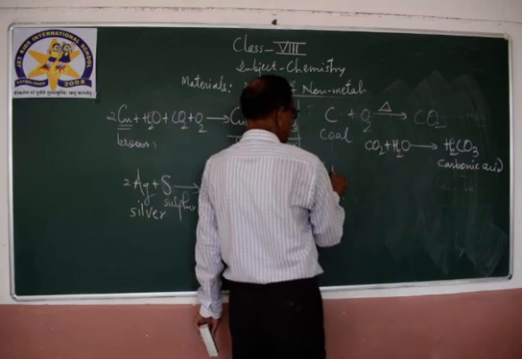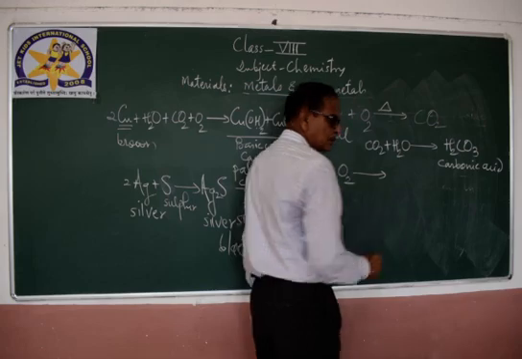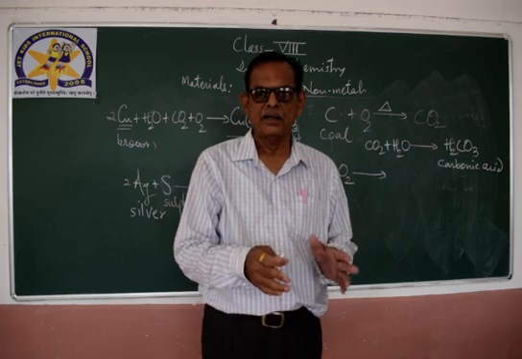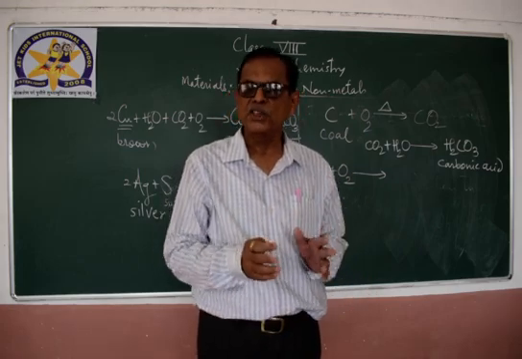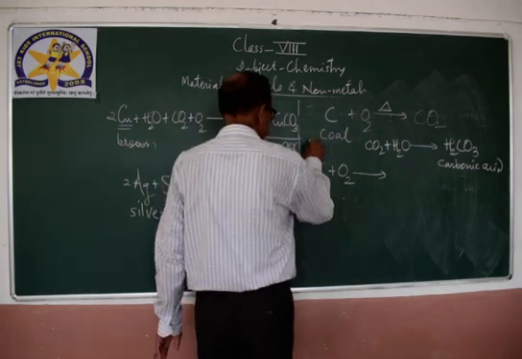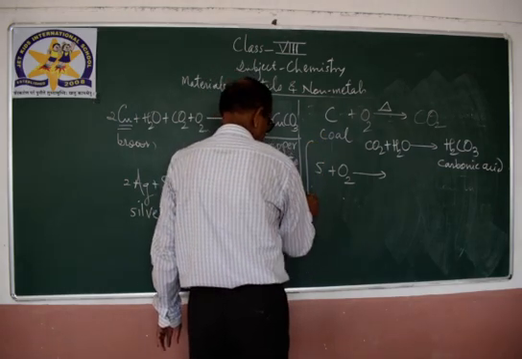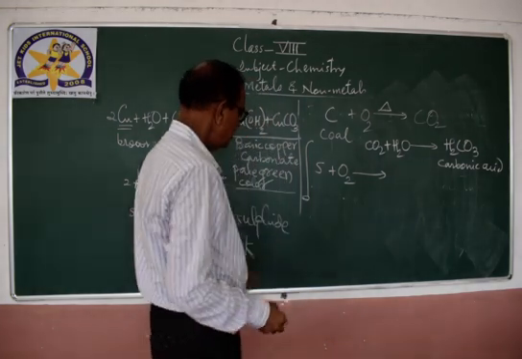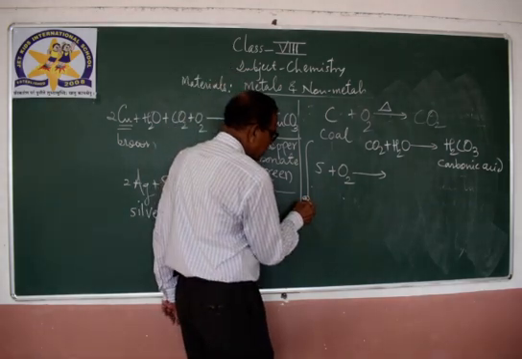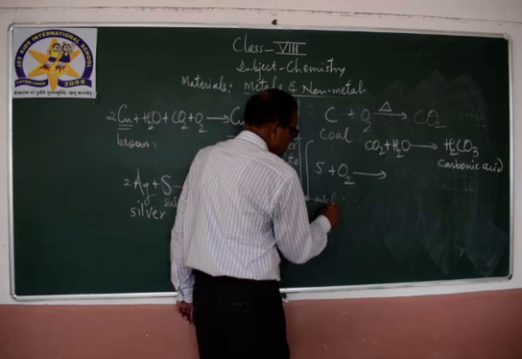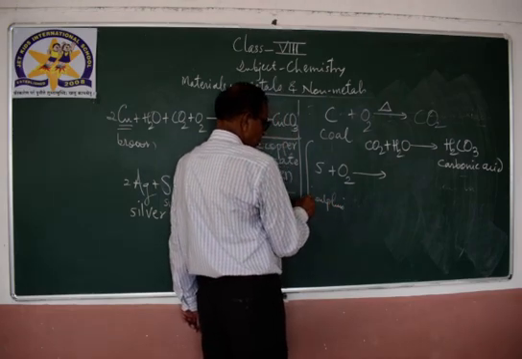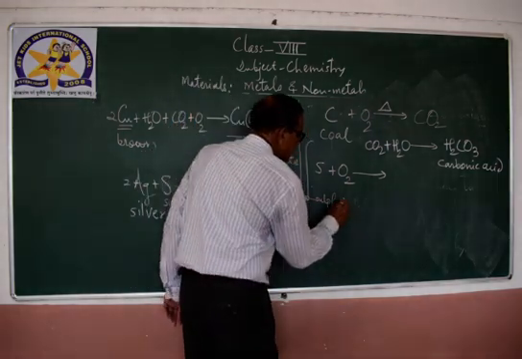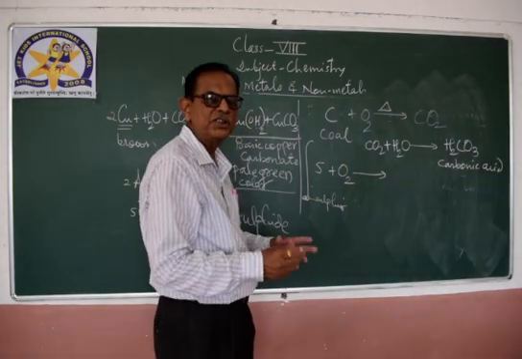Now see, sulfur, when burned. How is the sulfur burned? For the burning of the sulfur, we take a deflagrating spoon. The deflagrating spoon is like this. We take the sulfur powder here and ignite it. So this is sulfur, and it is heated, so it starts burning.